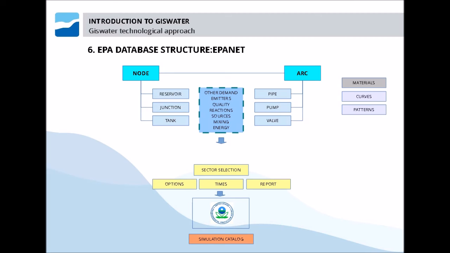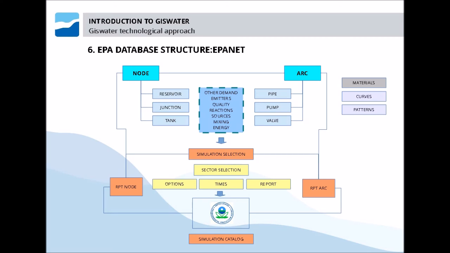We can perform this operation n times. We will be incorporating and storing different simulations all in this catalog. If we want to visualize this information that is stored in the tables ARC and Node results, the only thing that we will have to do will be to activate the simulation selector to be able to visualize in our GIS project the simulation that we have.